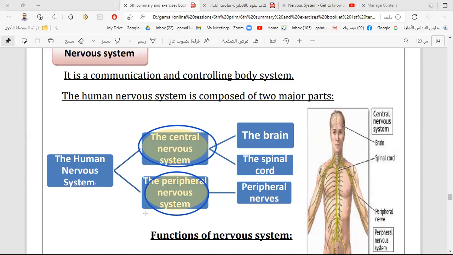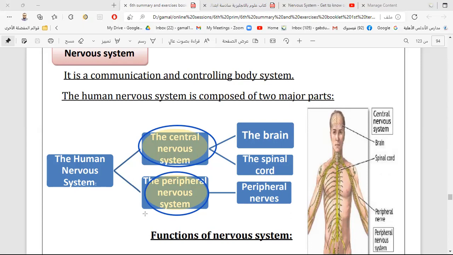The first part of the nervous system, the central nervous system, أو الجهاز العصبي المركزي, contains two main parts: the brain, المخ, and the spinal cord, الحبل الشوكي. The brain is inside the skull, في الجمجمة, a bony box called the skull. And the spinal cord is a long tube that passes through the vertebral column, or the backbone.